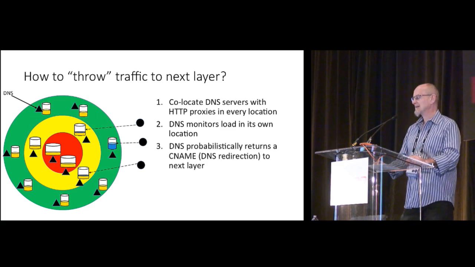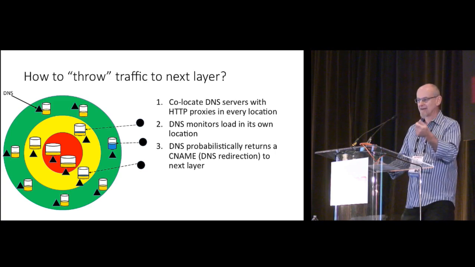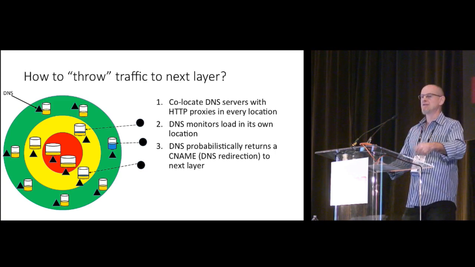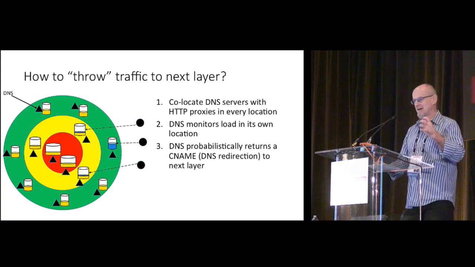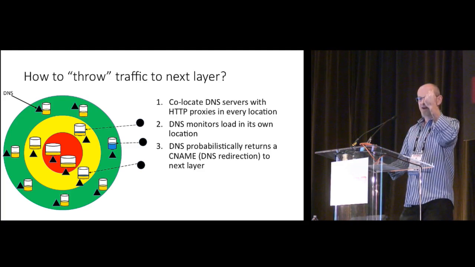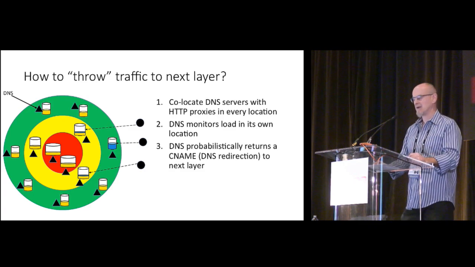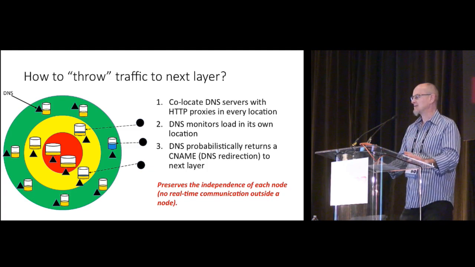So the DNS system, you come to the DNS server. If it's running too hot, by any definition of hot, it starts to give out probabilistically a CNAME to the next layer. So there's, again, no knowledge of the entire system. It's just saying, OK, I'm getting really hot. Instead of giving out an IP address that comes to me, I'm going to give out an IP address that comes to those big guys right behind me. So yeah, preserves the independence of the nodes.